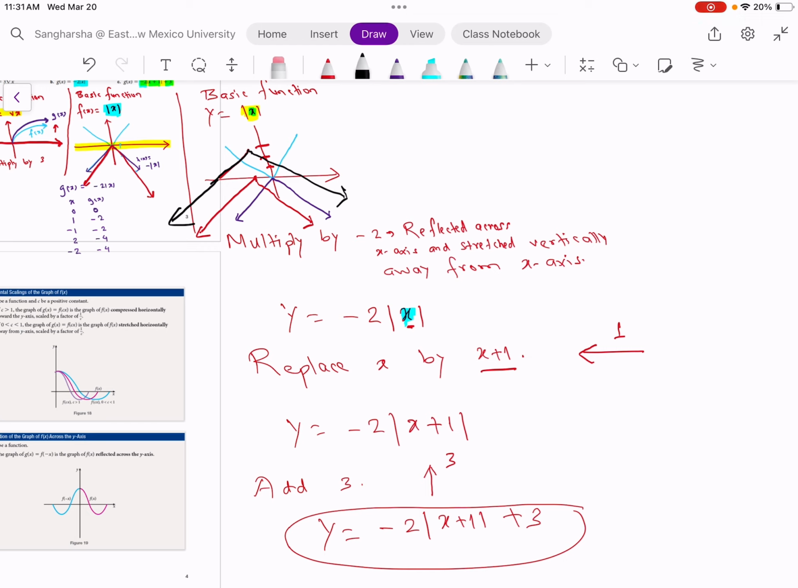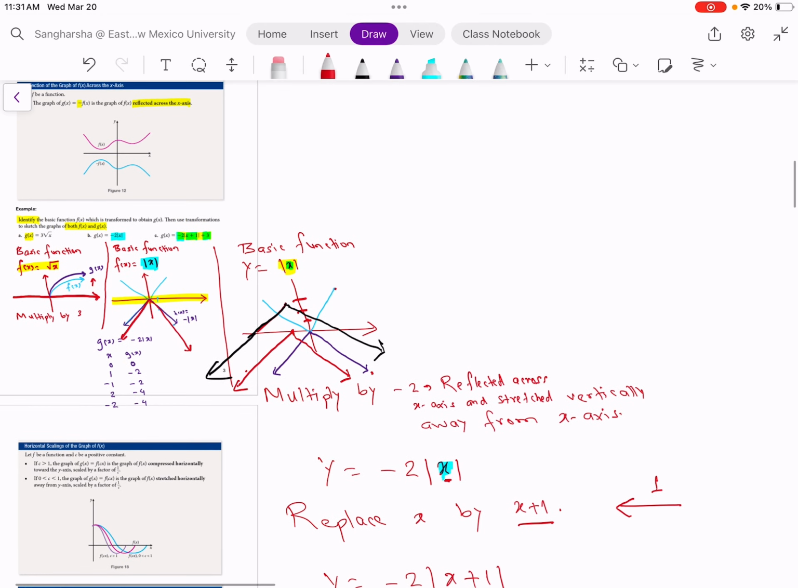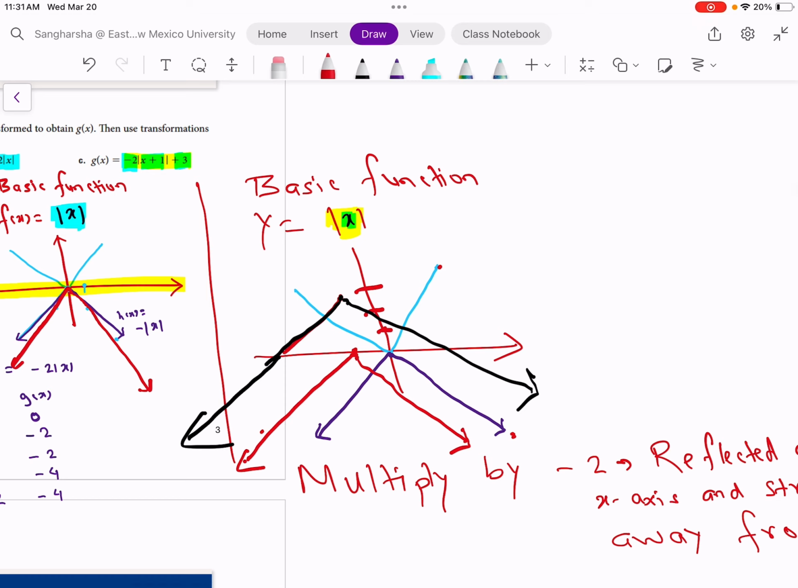So we started from this blue graph, right? Then we reflected and stretched vertically. Then we moved to the left and moved up by 3 units. And this black graph is the graph for our function g of x. So if we know the transformations, it will be easy to graph a function.